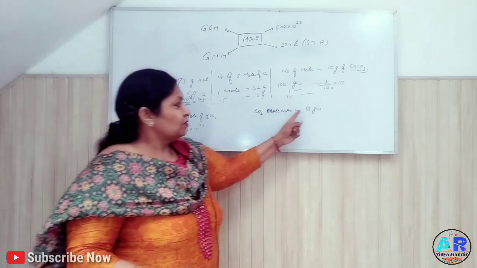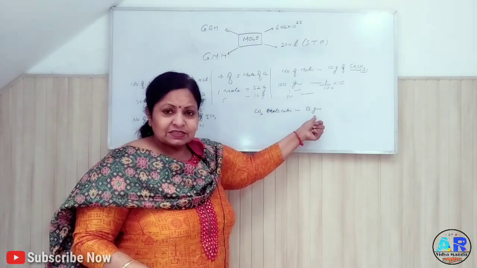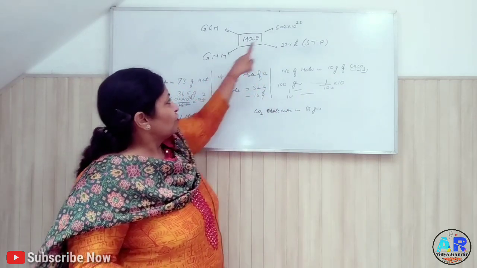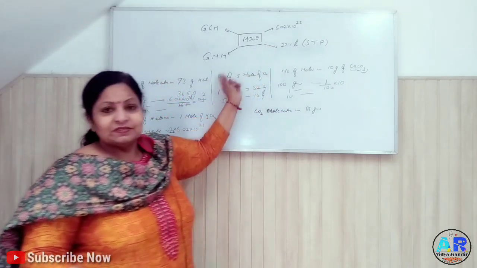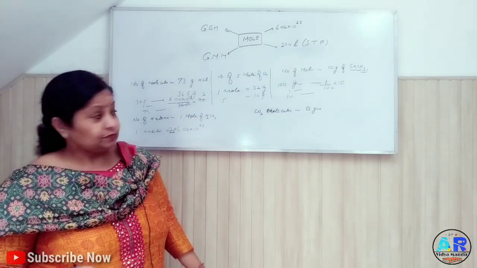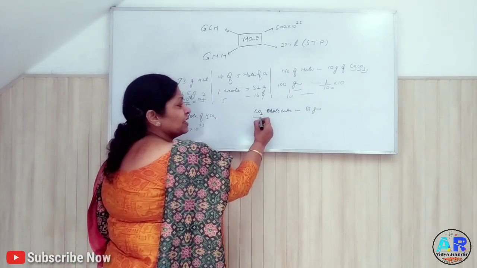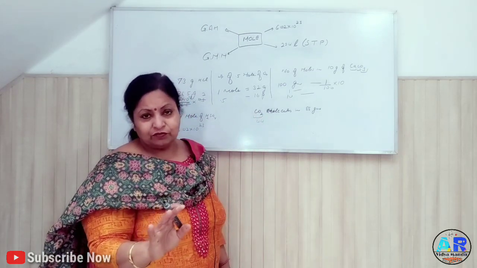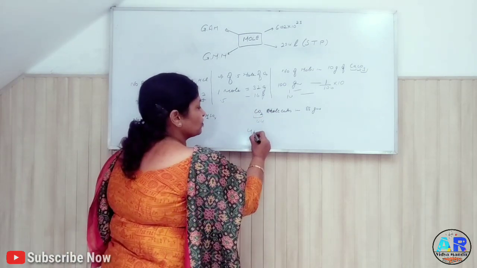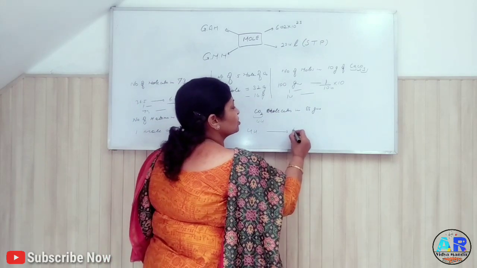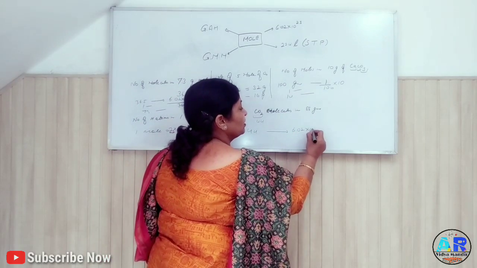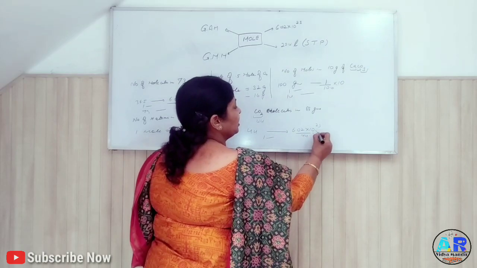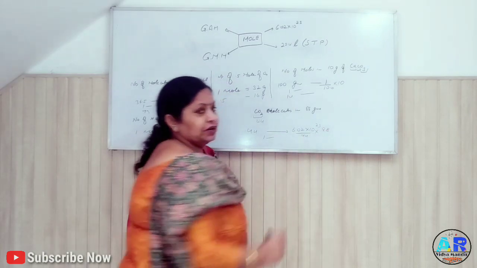Carbon dioxide molecules in 88 grams. Given is mass, we are to find molecules. The molecular mass of carbon dioxide is 44, 12 plus 32, it comes out 44. 44 grams of carbon dioxide has 6.02 × 10^23 molecules. One gram will have 6.02 × 10^23 divided by 44 and 88 grams will be multiplied by 88.